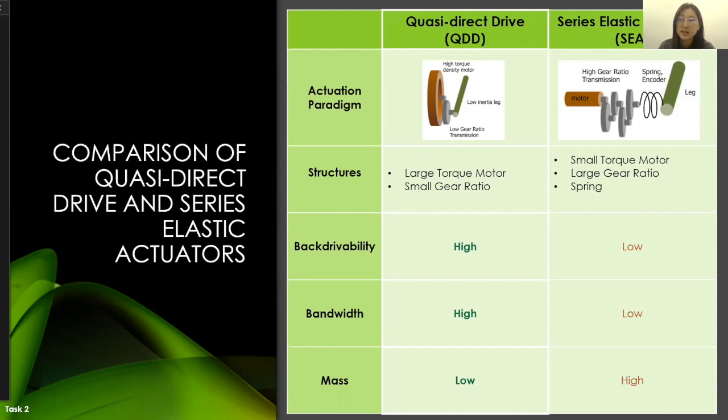The series elastic actuator has a small torque motor and a large gear ratio, and it also has a spring that we need to consider. For series elastic actuators, the back drivability is relatively lower compared to other actuators, and the bandwidth of the actuator is also lower. The quasi-direct drive actuator will be the preferred actuator to use.